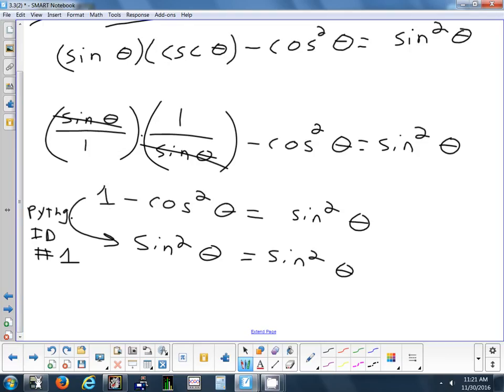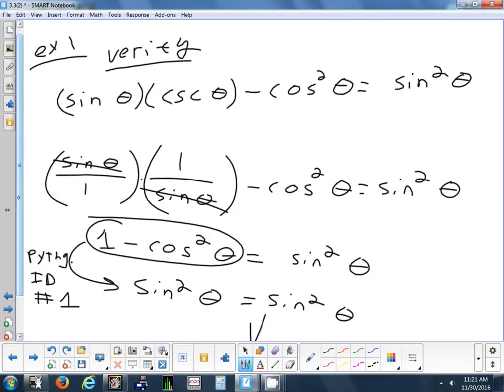Once I changed that using Pythagorean identity number 1, I ended up with the same thing on the left and on the right. And I'm good. I'm done. So that's the goal. Always try to turn the left-hand side into the right-hand side. Any questions on that?